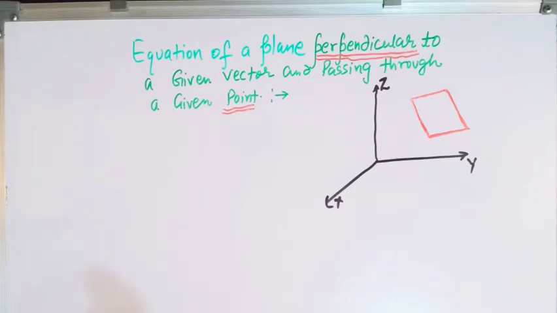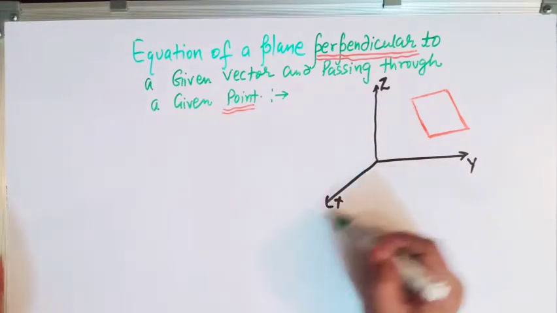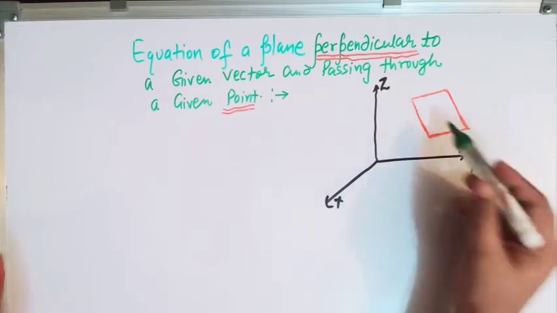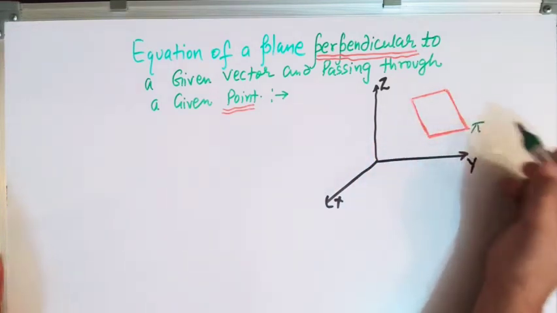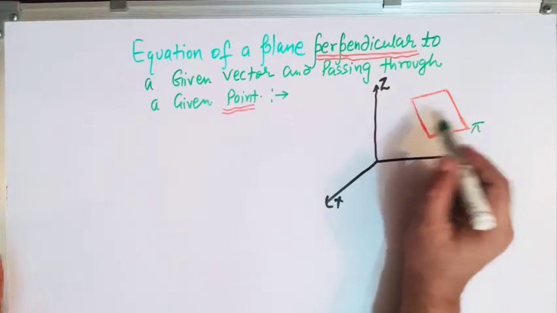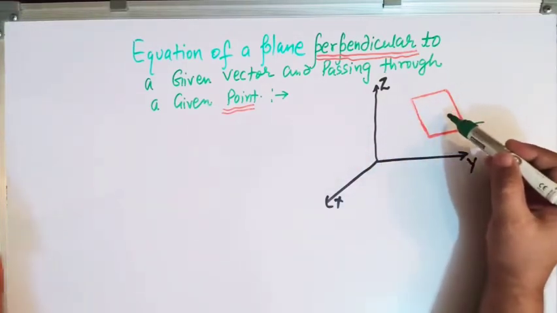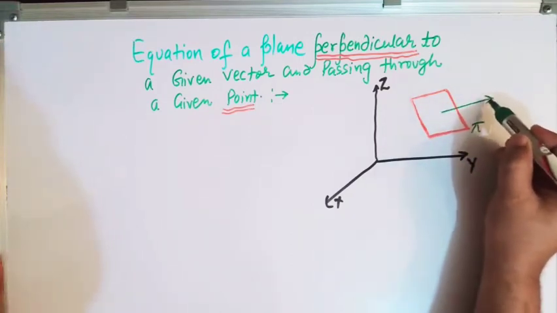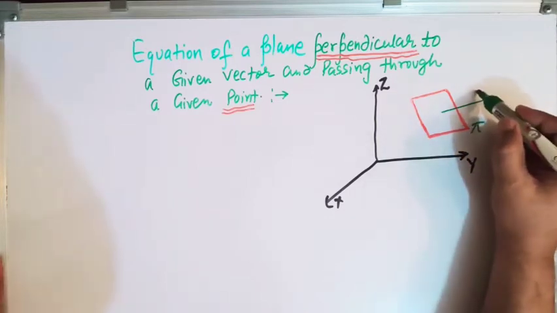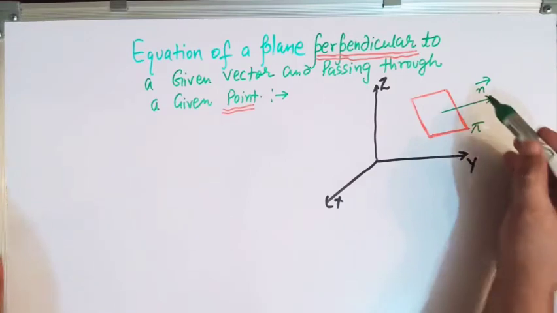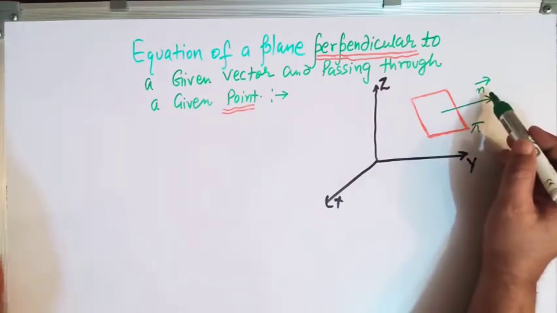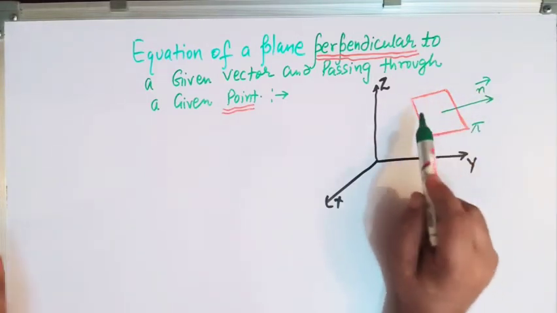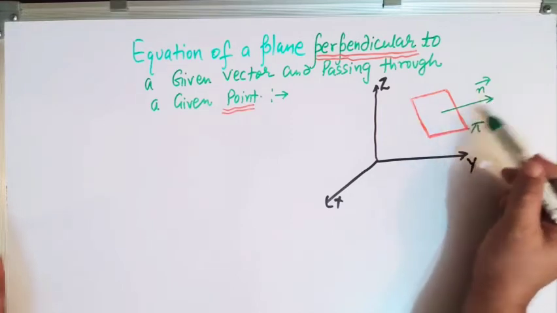So let us start. Suppose this is a system of mutually perpendicular axes, and let pi be a plane, right? And suppose this plane is perpendicular to a vector, say this is the vector n, right? And this vector is known as the normal vector to the plane, right? So this plane is perpendicular to this vector.